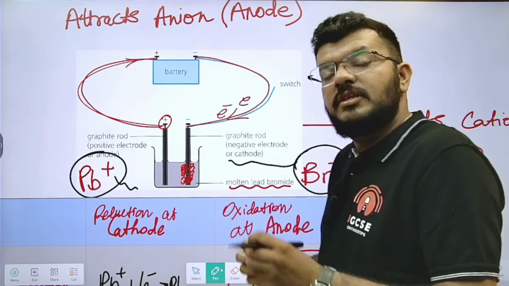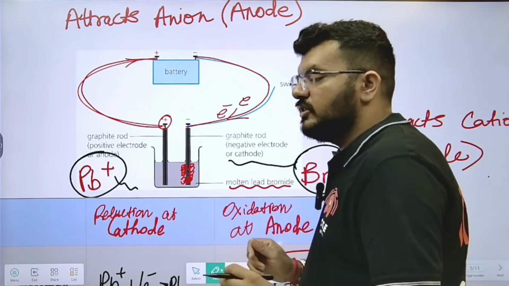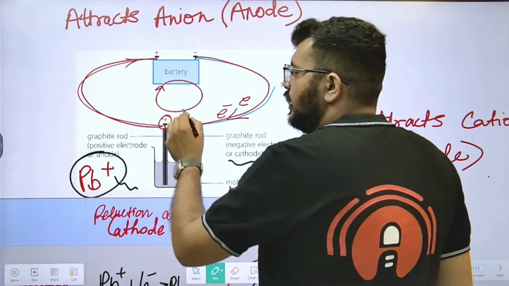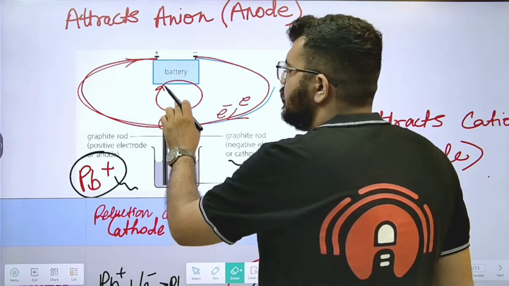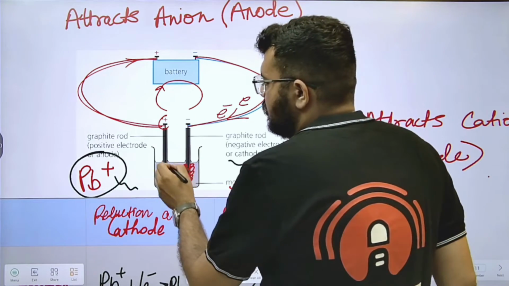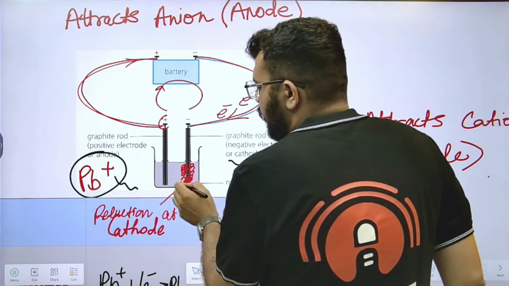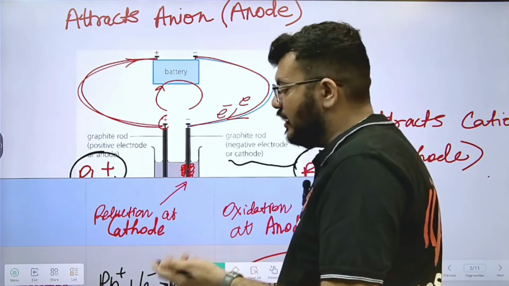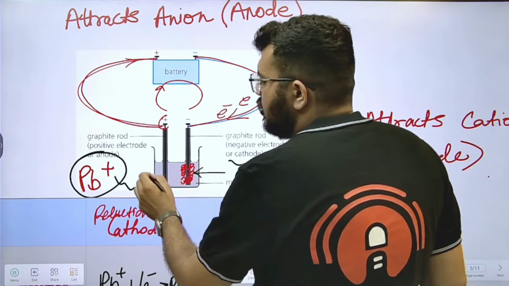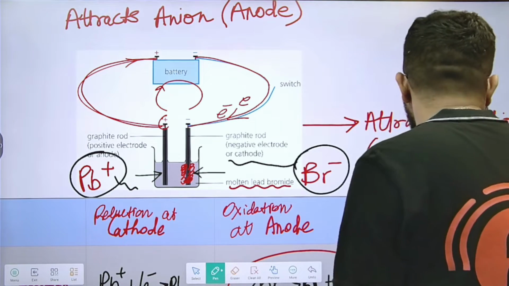Now sometimes they directly ask you what is the path of positive ions and what is the path of electrons. So the electron path is this, right? Only here there are no electrons traveling, there are ions traveling. So if they ask you positive ions, you always point towards negative. If they ask you negative ions, you point towards positive. Okay, I hope this much is clear.